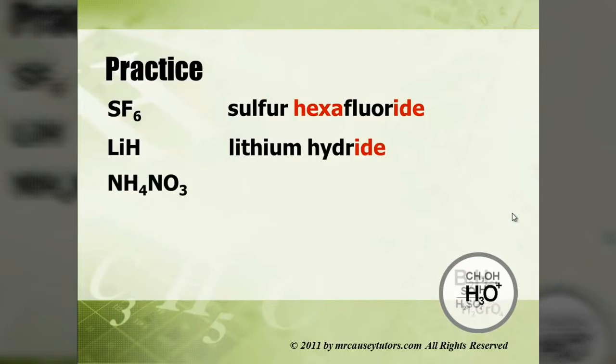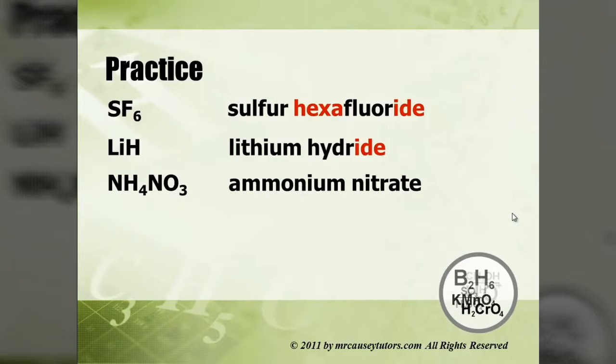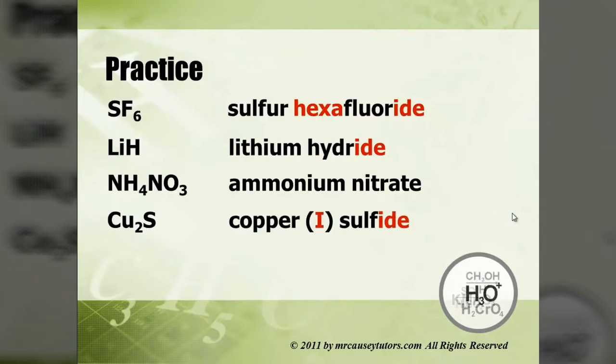What about this one? Ammonium nitrate. 2 polyatomic ions coming together. Ammonium nitrate is a popular fertilizer. Now this one here, think about multiple charges for copper. And so we get copper 1 sulfide. Now it's copper 1 because sulfur has a -2 charge. Notice there's 2 coppers. Well, if there's 2 coppers, that must mean that copper only has a +1 charge.